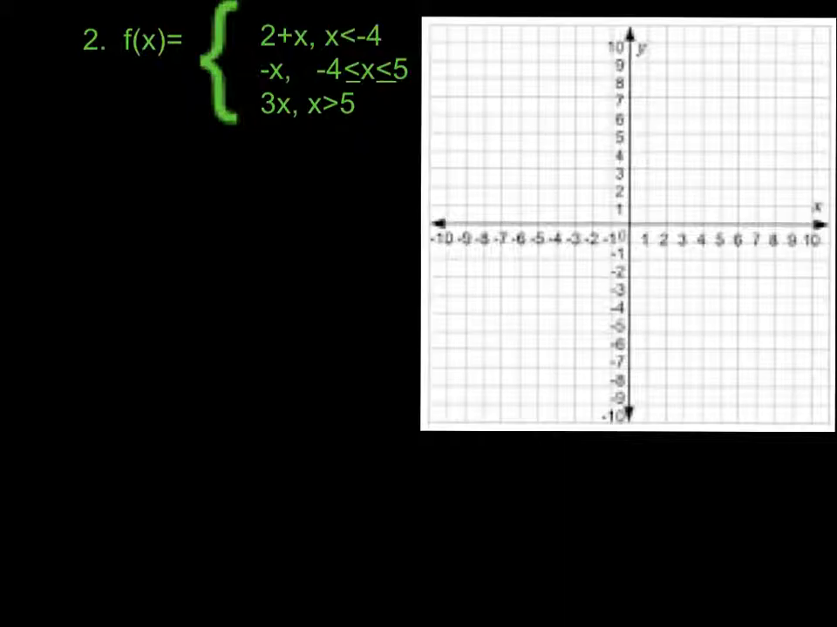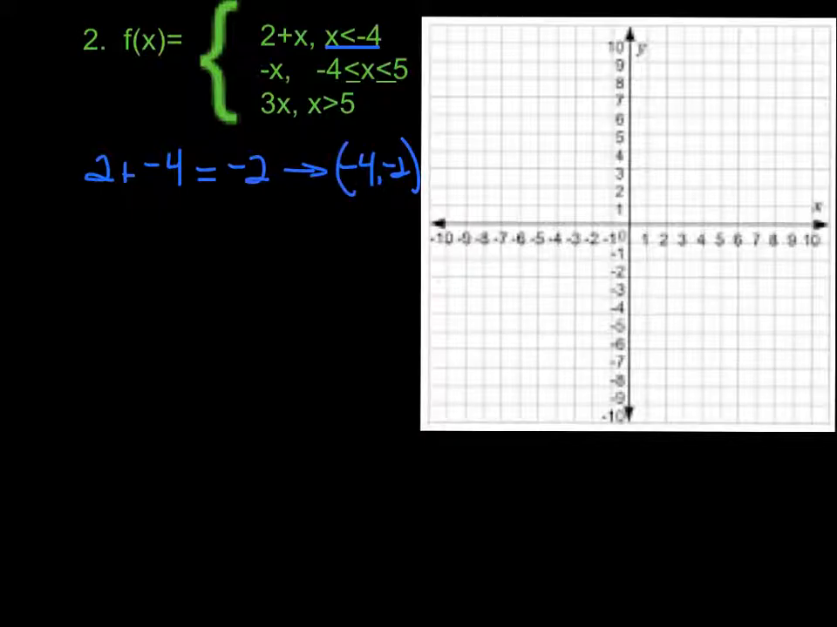Okay, so this one's going to be a little tricky because I don't think I got enough points on my graph, but we'll cross that bridge when we get to it. All right, so let's look at the first one. We have 2 plus x. So I know that the y-intercept is 2, and I know the slope is 1 over 1. However, I'm going to look at this domain, and that domain right there tells me x is less than -4. So I'm going to start by plugging in -4 into the 2 plus x. So 2 plus -4 is -2. So I know the point is -4, -2.